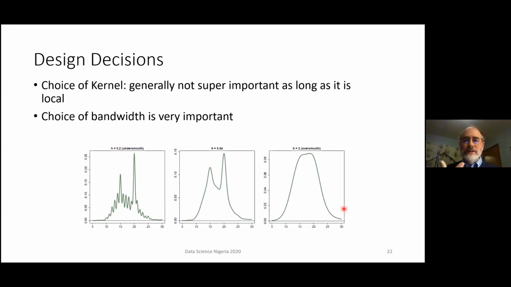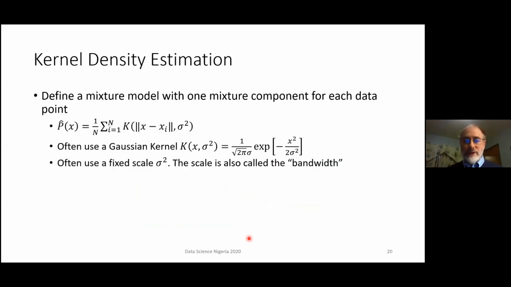We do have a design decision about the bandwidth. If we use a bandwidth that is too narrow, then we get a very bumpy fit where there's a bump on every data point. A good choice maybe gives us something like this. And if we go overly smooth, we end up with something that looks a lot more like a single Gaussian for the whole data. So you often can use cross-validation or a separate validation set to choose the kernel width, that is, this sigma squared parameter here.